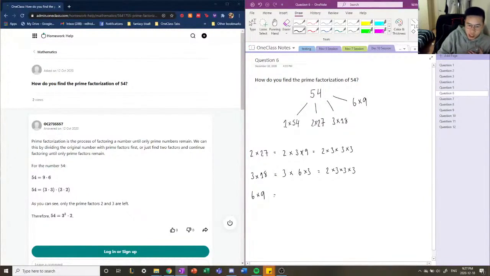Let's try with 6 and 9. So here we don't have any prime numbers here, right? We have 6, which is divisible by 3, which is 3 times 2. And we also have 9, which is divisible by 3, which is 3 times 3. And would you look at that, we also have the same prime numbers for the factorization.